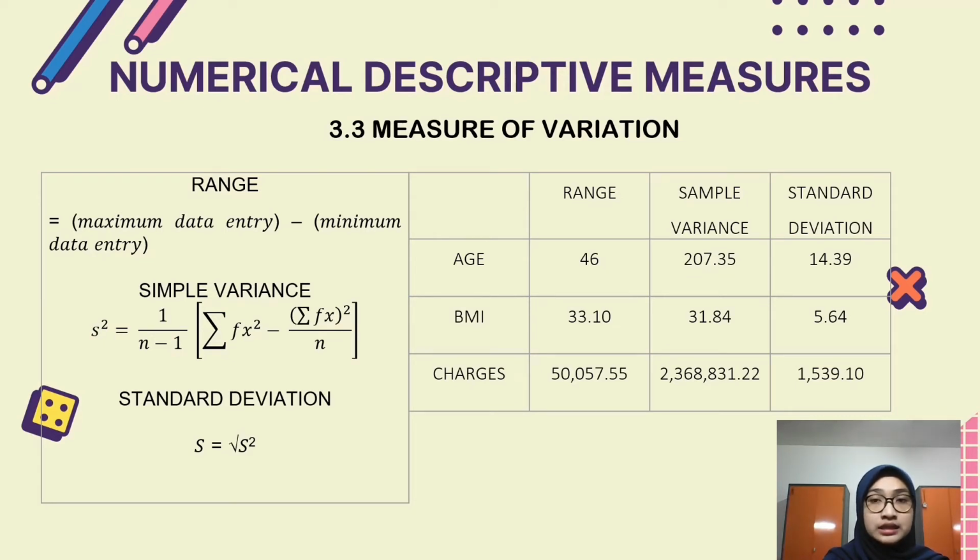And the last one is standard deviation. Standard deviation is a statistic that looks at how far from the mean a group of numbers is, by using the square root of the variance. Standard deviation is calculated as the square root of variance, by figuring out the variance of each data point relative to the mean. The more variable the dataset is, the larger the standard deviation. The formula used to calculate standard deviation is in the slideshow. Standard deviation for age is 14.39, BMI 5.64, charges 1539.10.